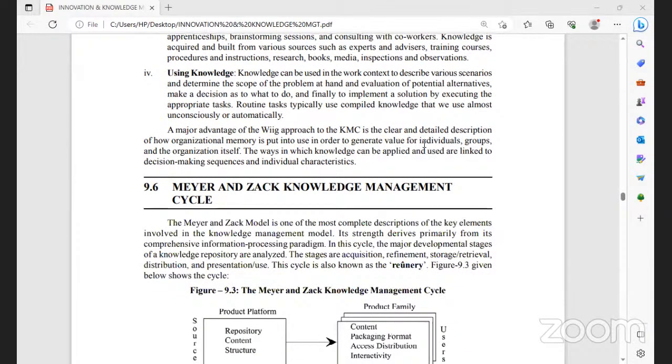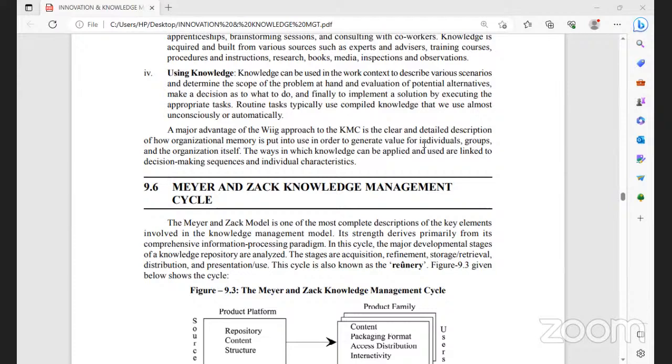A major advantage of Wiig's approach to the knowledge management cycle is the clear and detailed description of how organizational memory is put into use in order to generate value for individuals, groups, and the organization itself. Means, according to Wiig's approach, the total value system, value addition, is created using this knowledge management cycle. That is the output from Wiig's knowledge management cycle. What is the output? Means value addition, value creation can be done through Wiig's knowledge management cycle implementation. The ways in which knowledge can be applied and used are linked to decision-making sequences and individual characteristics.